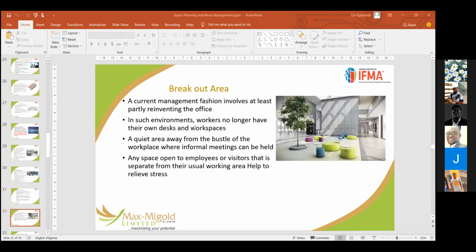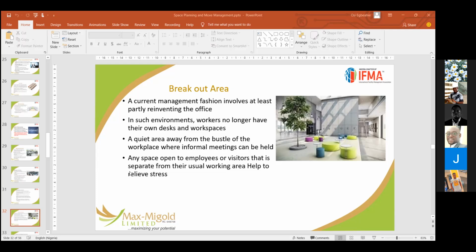Breakout spaces. Breakout spaces are normally found in large office spaces where you can just sit out and do your work. It is an informal space where you can also relax. A current management fashion involves at least partly reinventing the office. In such an environment, workers no longer have their own desks or workspaces, but have a quiet area away from the bustle of the workplace where informal meetings can be held.